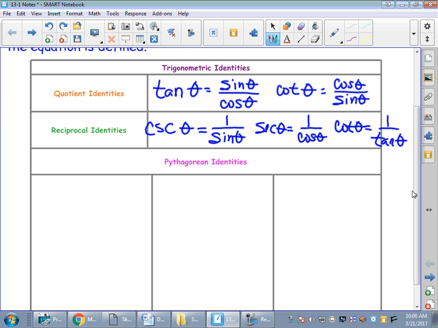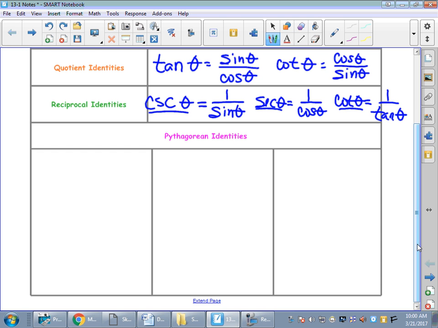We talked about that sine and cosecant are buddies, secant and cosine are buddies, and cotangent and tangent are buddies. And if you notice, all the buddies are defined as the inverse of the original three: the inverse of sine, the inverse of cosine, and the inverse of tangent.